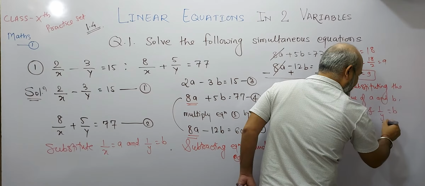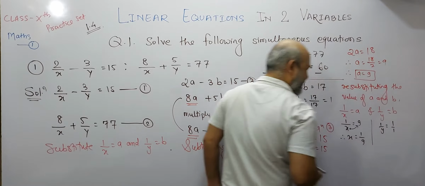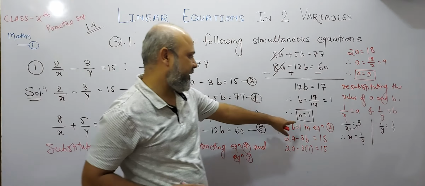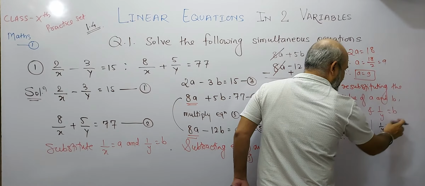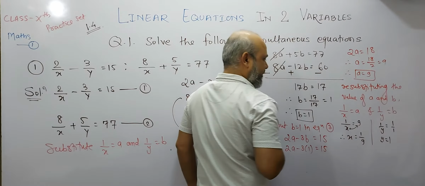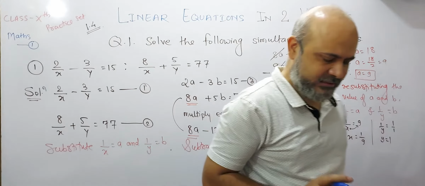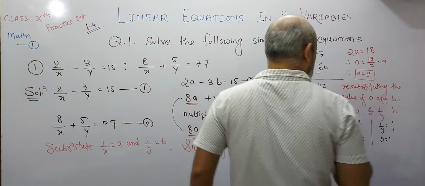And similarly 1 upon y is equal to b is 1. So 1 can be written as 1 by 1. What is value of b? B is 1. So this one you will write 1 upon 1. So again cross multiply, you will get y is equal to 1. Clear? So this is the value of x variable, that is what? 1 upon 9. And the value of y variable is 1.